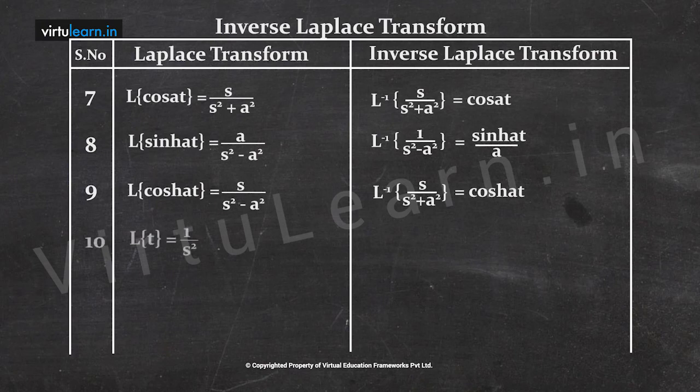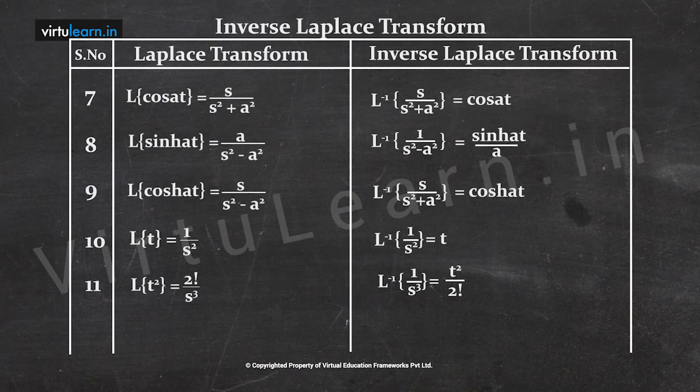Now Laplace transform of t equal to 1 by s square. Then L inverse of 1 by s square equal to t. Now Laplace transform of t square equal to 2 factorial by s cube. L inverse of 1 by s cube equal to t square by 2 factorial. Now Laplace transform of t cube equal to 3 factorial by s power 4. Then L inverse of 1 by s power 4 is t cube by 3 factorial. This side, the question is in terms of s. The remaining constant and t variable are the answer.